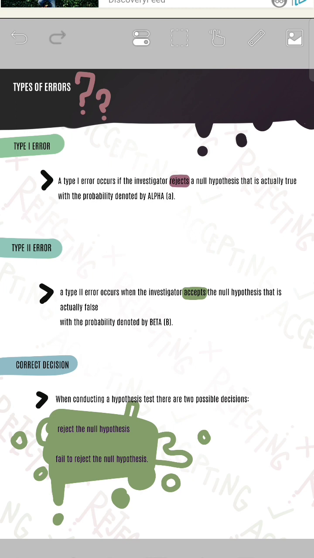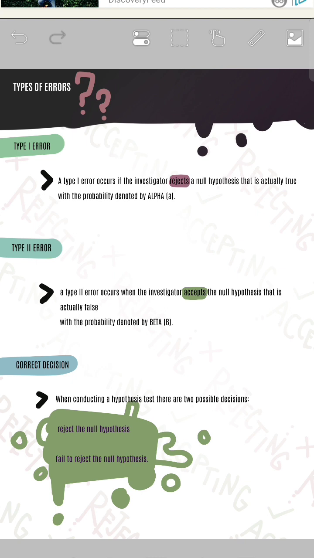A type 1 error occurs if the investigator rejects a null hypothesis that is actually true, with the probability denoted by alpha. A type 2 error occurs when the investigator accepts the null hypothesis that is actually false, with the probability denoted by beta. I'll explain this to you later with some examples to make sure that you actually get it. But let's go read this correct decision one.